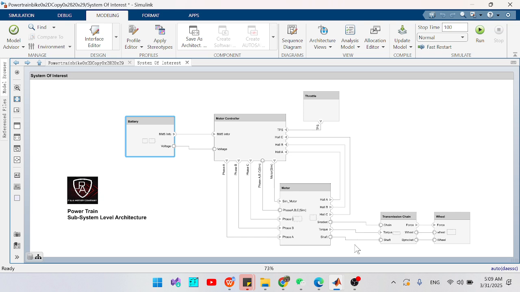And you have a shaft, right? From the motor, you have a shaft, which is connected to the sprocket, and the sprocket is connected to the transmission chain and stuff like that. So if we look into the Simulink model here, we can start from here in the battery.